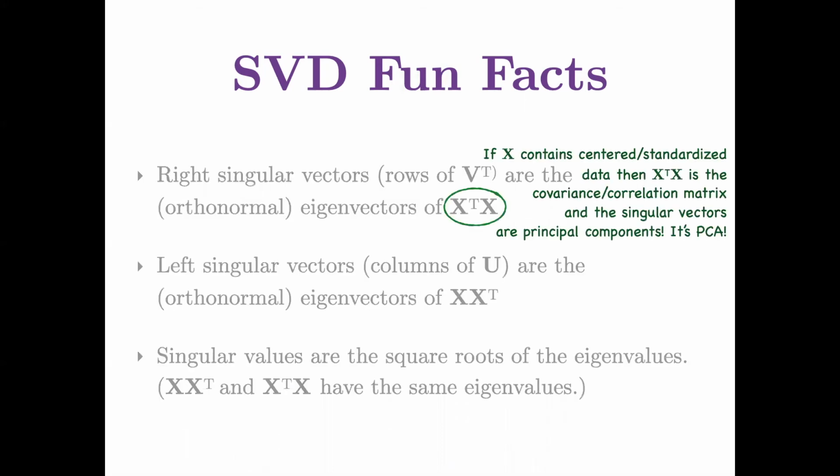So I'll rehash what I just said verbally. If X contains centered or standardized data, then X transpose X is the covariance or correlation matrix, respectively. And the singular vectors are principal components. So it's PCA. It's not different. SVD is PCA when X contains centered or standardized data.